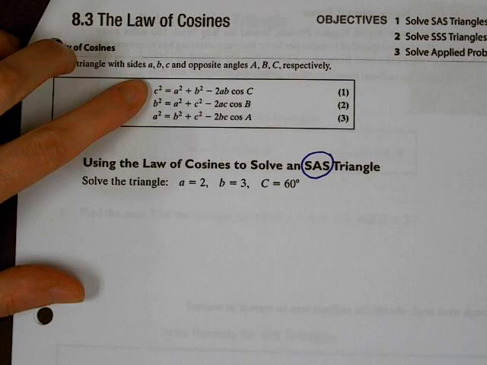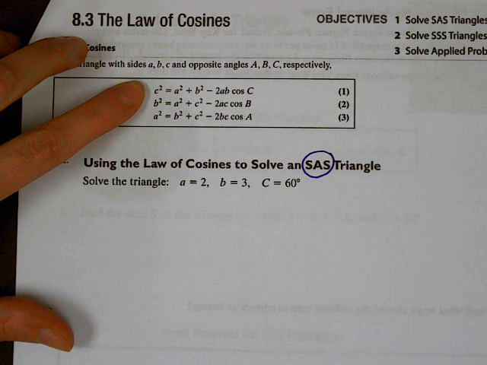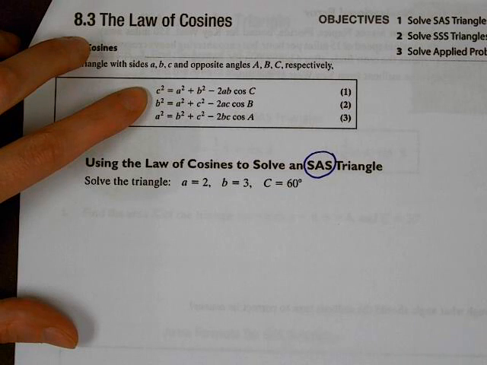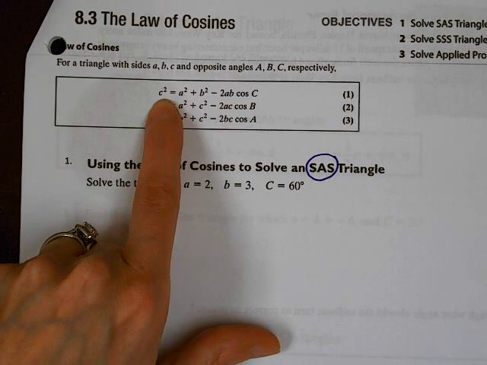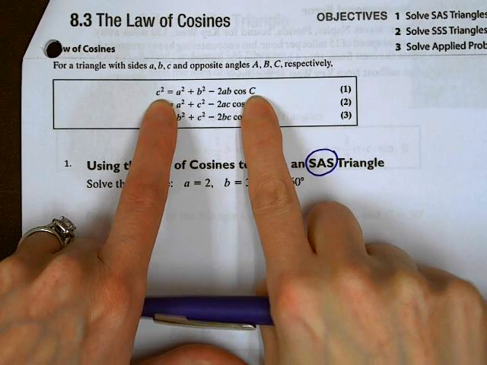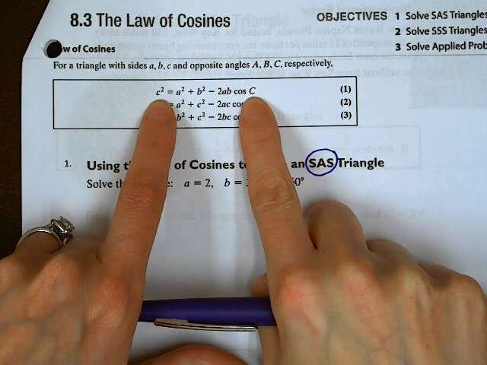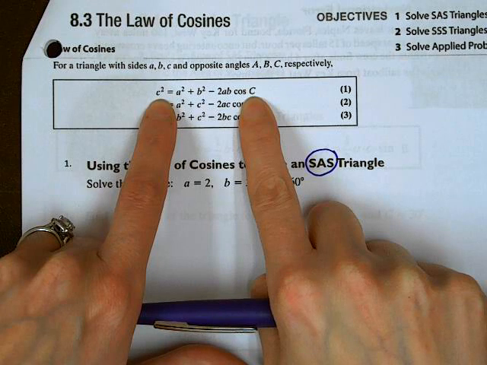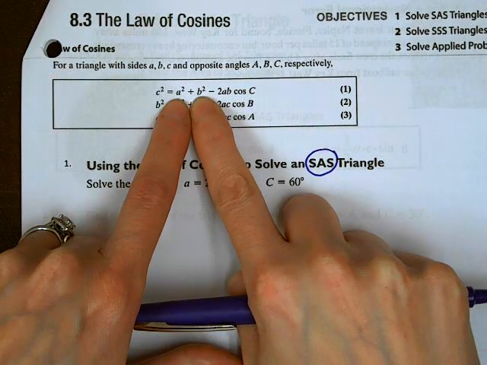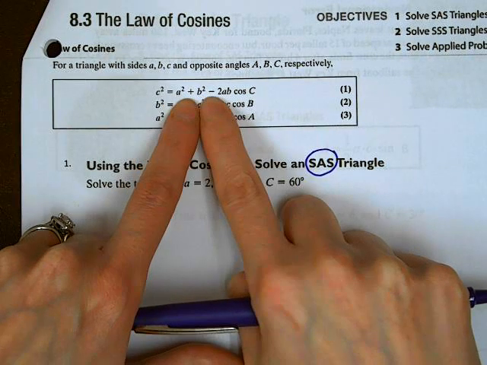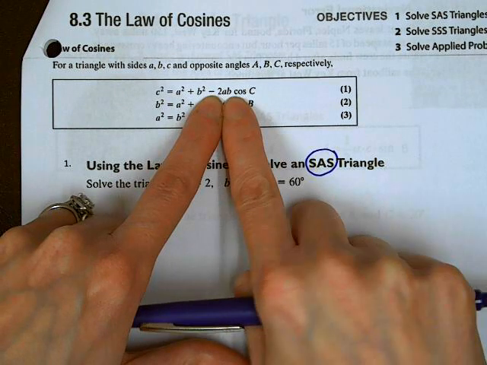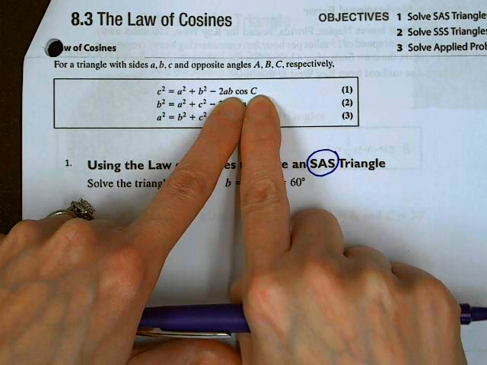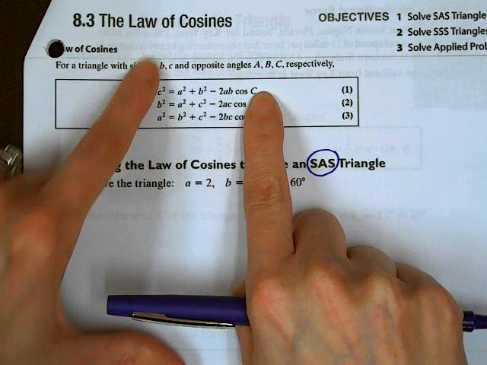And here are the law of cosines formulas. They're actually all the same thing, so it's not like you really have to memorize them. It's just the side squared that is opposite the angle is equal to the sum of the two other sides squared minus 2 times their product times the cosine of the angle of this side.